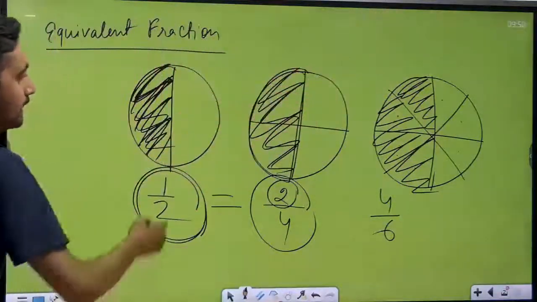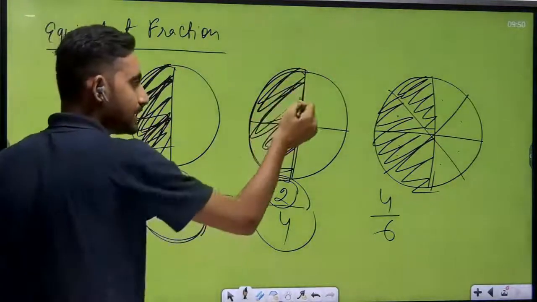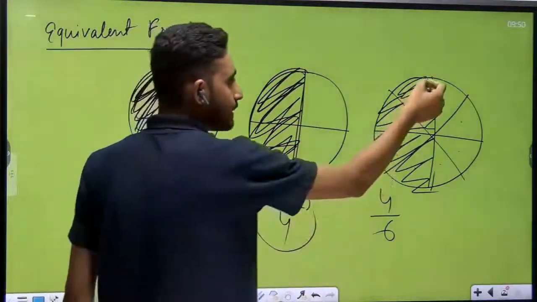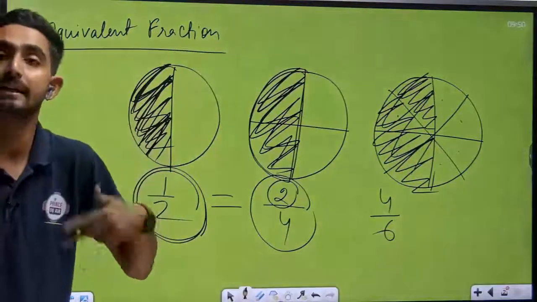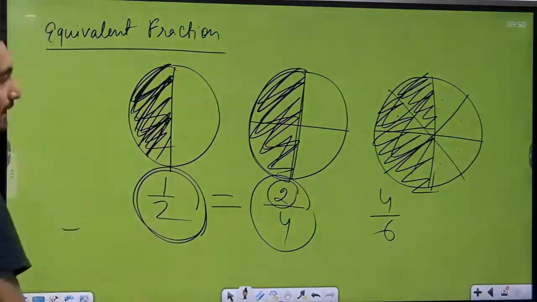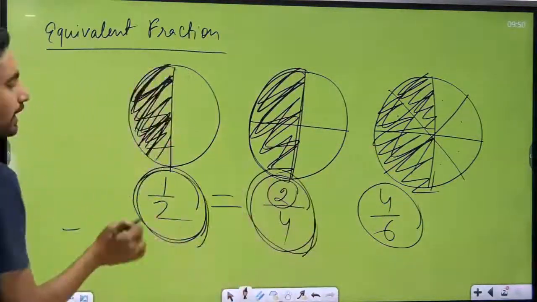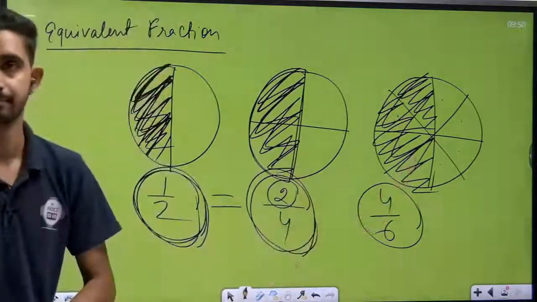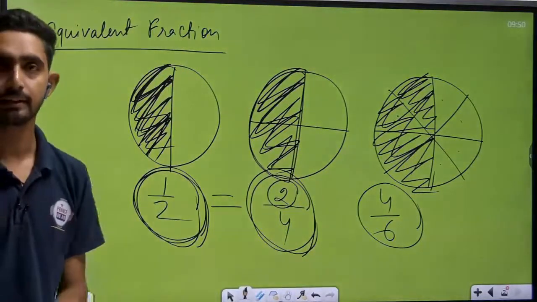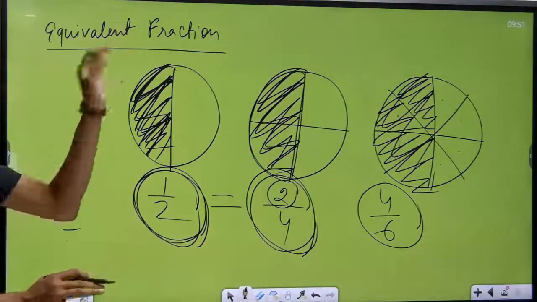If you observe, इसमें जितना आपका एरिया रिप्रेजेंट कर रहा है, same area representing here also and same area representing here also, बट इसमें नंबर ऑफ पार्ट्स आपका इंक्रीज हो गया. That's why we can say this is 4/6, this is 2/4 and this is 1/2. But all the fractions are just the same. Okay, understood all of you? Very simple. This is known as equivalent fraction.